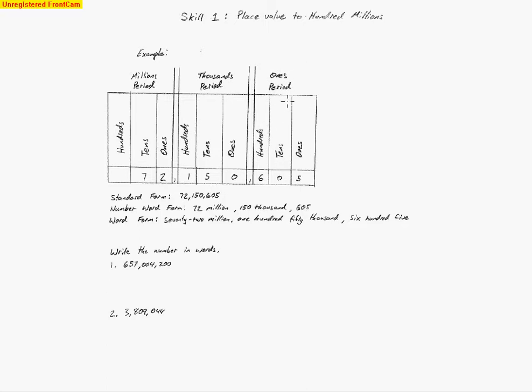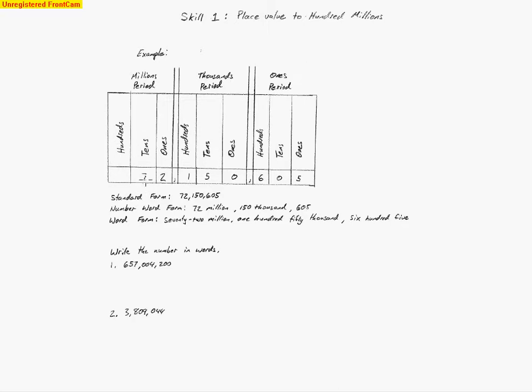So all periods, whether they be in the ones, the thousands, the millions, or if we go up even further, like the billions, the trillions, the quadrillions, they always have the same period. They have the hundreds, tens, and ones. And so when we're trying to read numbers or write numbers in standard form, we always end up trying to write a number in the hundreds, tens, and ones for each of these periods that the number has.